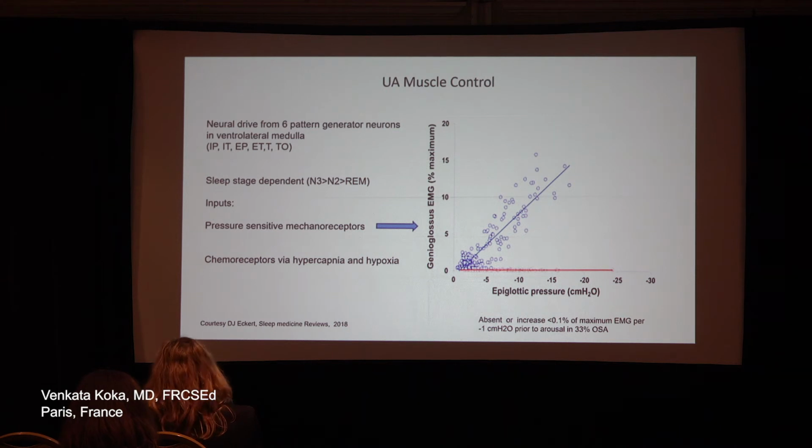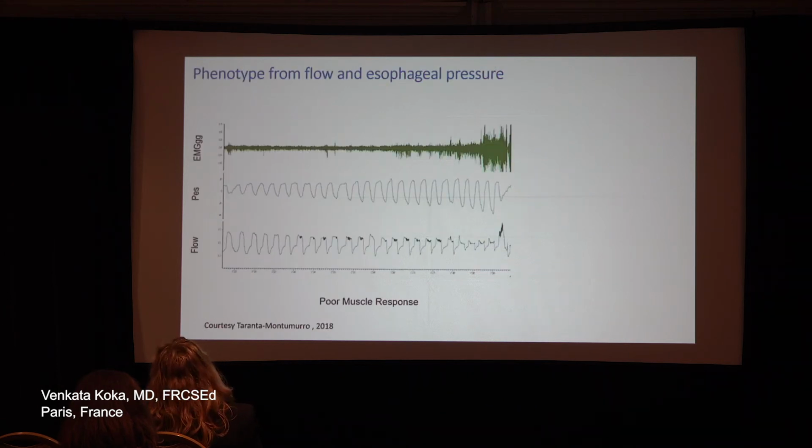But it's not always. If you see the red line here, sometimes it doesn't increase or is completely absent, even with increasing negative pressures in obese patients. That's the reason why this increase in EMG cannot be equated to upper airway opening. There is a missing link. There are many missing links, one after the other. We'll look into that. Here I will show you how the muscle recruits and responds to the obstruction.